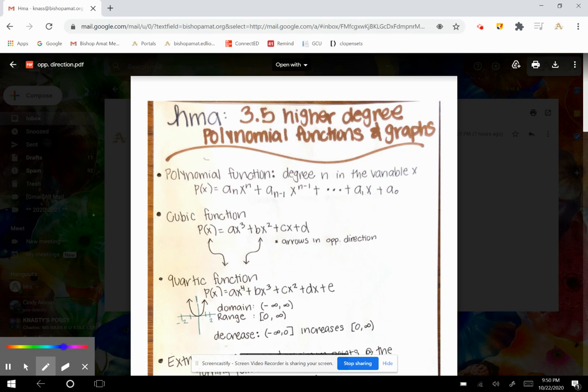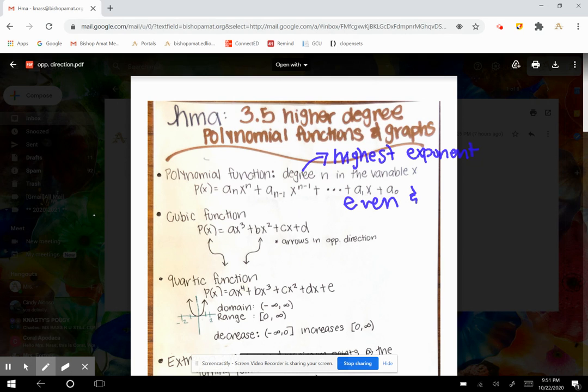Okay, 3.5, higher degree polynomial functions and graphs. So looking at a polynomial function of degree n in the variable x. Remember, degree is your highest exponent. We're going to look at that highest exponent and it tells us what the degree is. Now, there are two different types of degrees, right? There's an even and an odd degree, and depending on whether it's even or odd will tell you a lot of information.